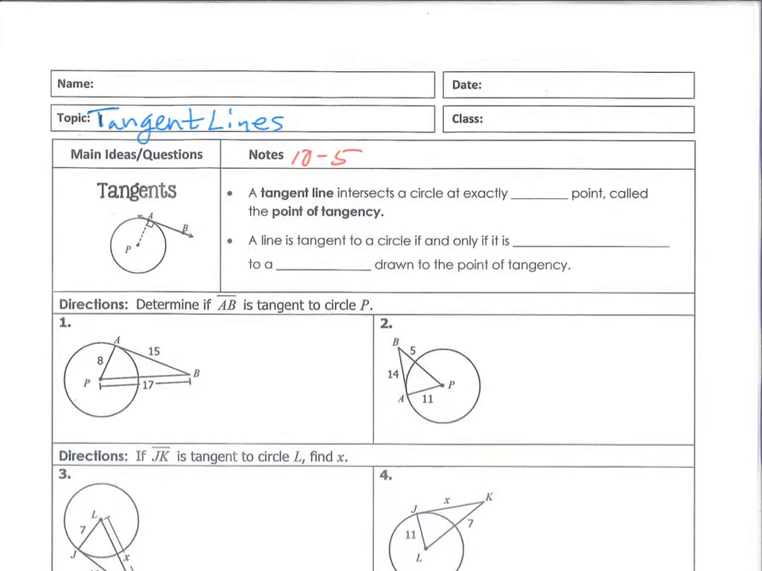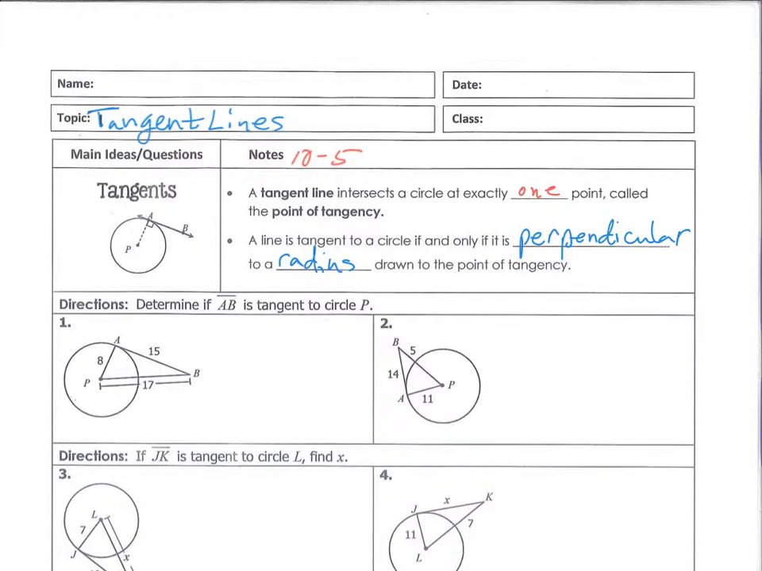So a tangent line intersects a circle at exactly one point, called the point of tangency. A line is tangent to a circle if and only if it is perpendicular to a radius drawn to the point of tangency.